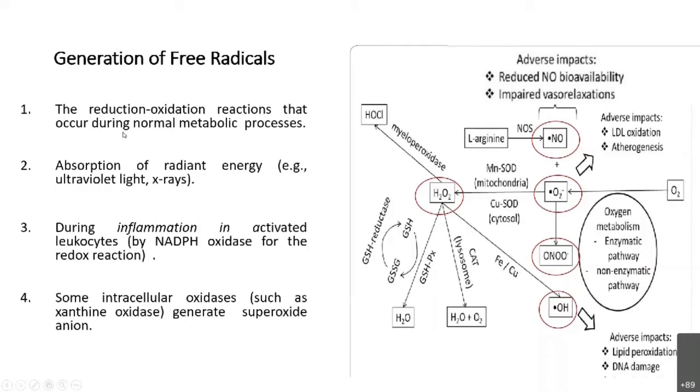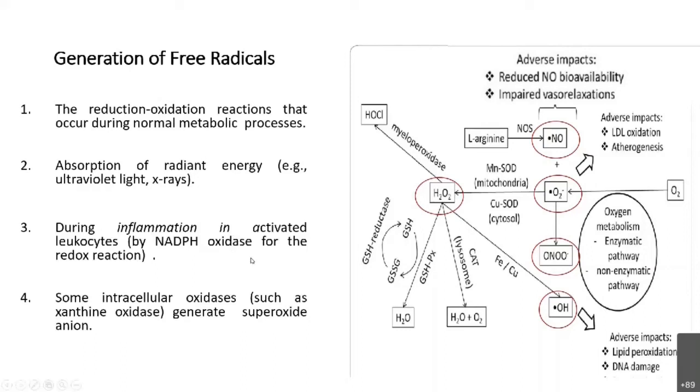So the generation of free radicals: the reduction oxidation reactions that occur during normal metabolic processes can generate reactive oxygen species. The absorption of radiant energy like ultraviolet light and X-ray can generate reactive oxygen species. During inflammation, in activated leukocytes, NADPH oxidase generates reactive oxygen species to circumvent the microbial insult. But if it is in excess, it can again lead to excess generation of free radicals.